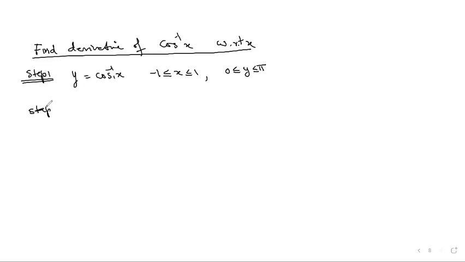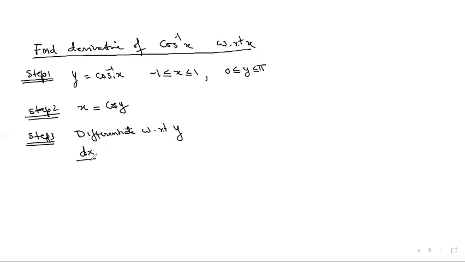Step number 2, what should I do? x equal to cos y. Step number 3, differentiate with respect to y. Then dx by dy. So the derivative of cos y, and what is that formula? Minus sin y.